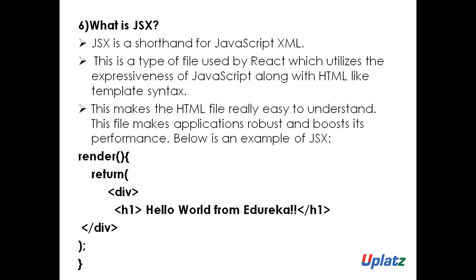JSX is a shorthand for JavaScript XML. It is a type of file used by React which utilizes the expressiveness of JavaScript along with HTML-like template syntax. This makes the HTML files really easy to understand, and also makes our application robust and improves its performance. Here we have some JSX examples. I have a render function, and inside that I'm just returning a JSX div.